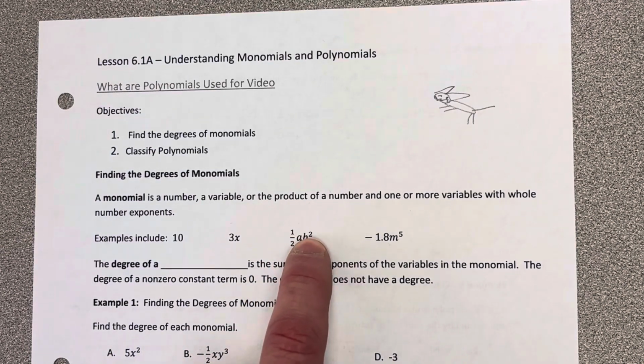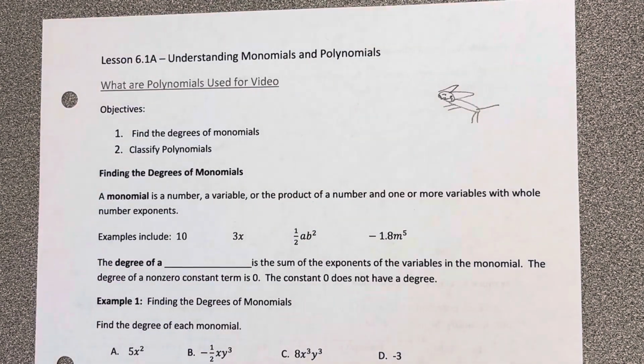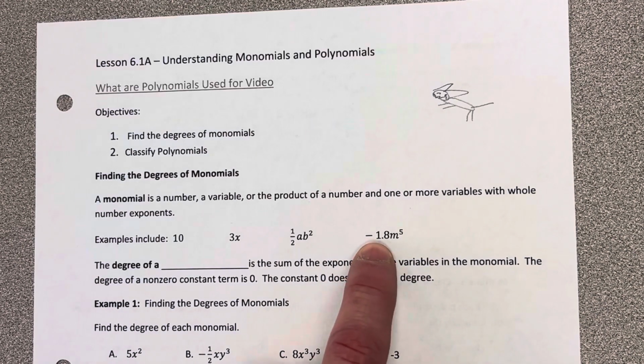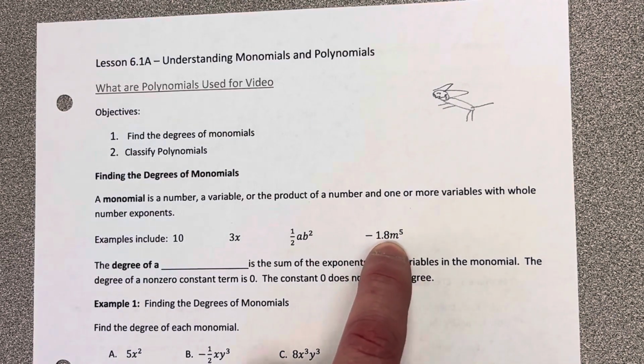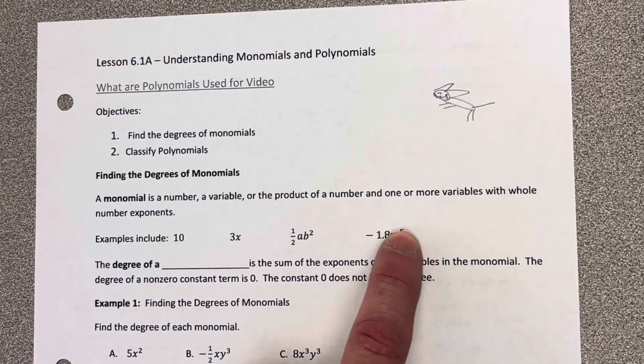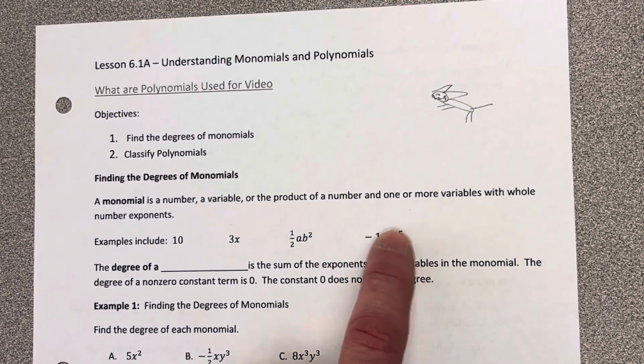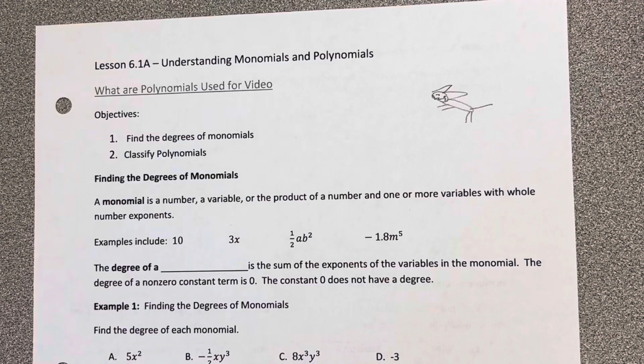And also it's got a 2 there, which is not a weird exponent. It's a whole number, I should say. And so then on this last one, we've got negative 1.8 m to the 5th. The numbers can be negative, that's no problem. You just can't have a negative exponent because that would mess things up. So these are all examples of monomials.